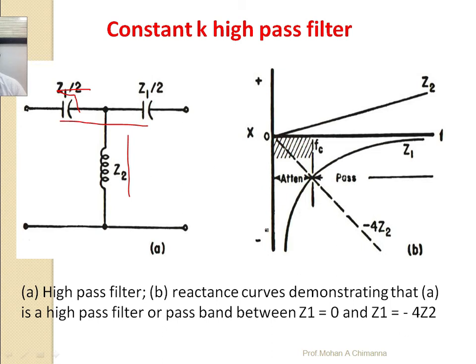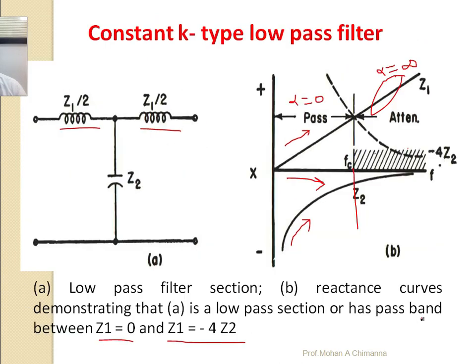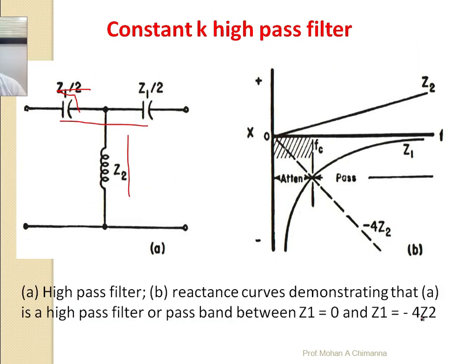So that is the reactance curve demonstration. In the reactance curve demonstration of the high pass filter, the pass band is between Z1 equal to 0 and Z1 equal to minus 4Z2. As with the previous low pass filter, the same condition applies here. Here is also your high pass filter or pass band between Z1 equal to 0 and Z1 equal to minus 4Z2.